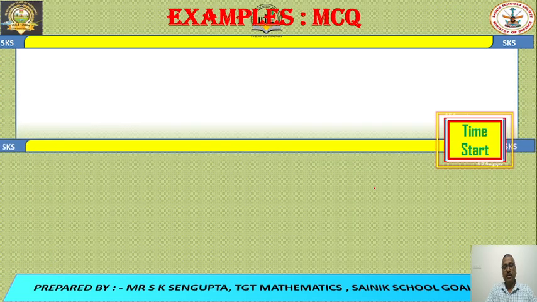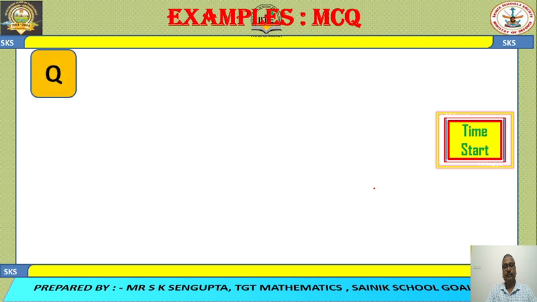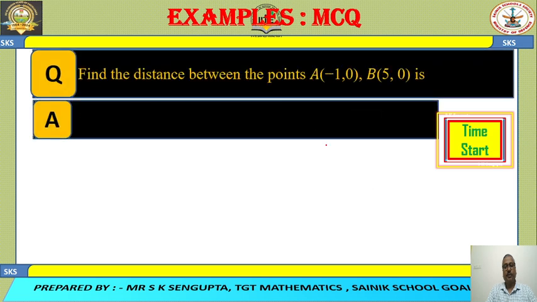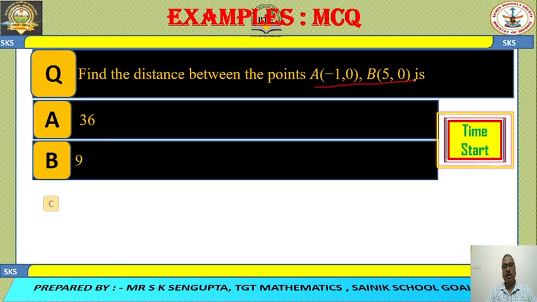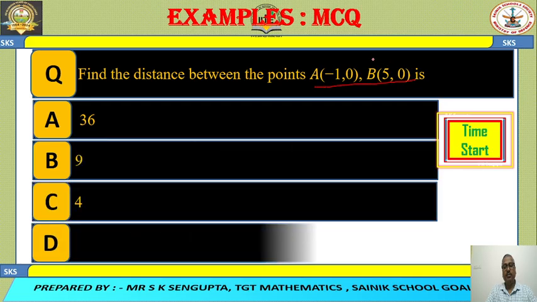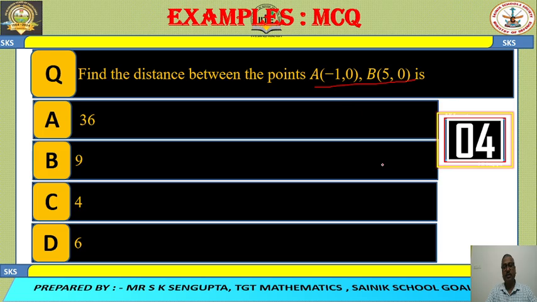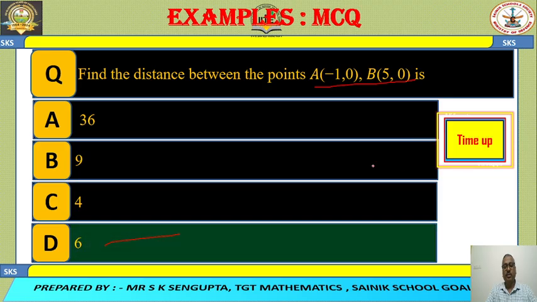So next MCQ question. Distance between (-1, 0) and (5, 0). So this is 5 minus of minus 1, that is 6, root over of 6 square plus 0 minus 0, so the answer is 6. That is option D. I think for these types of questions, 5 seconds is sufficient. That's why I have set the 5 second time.